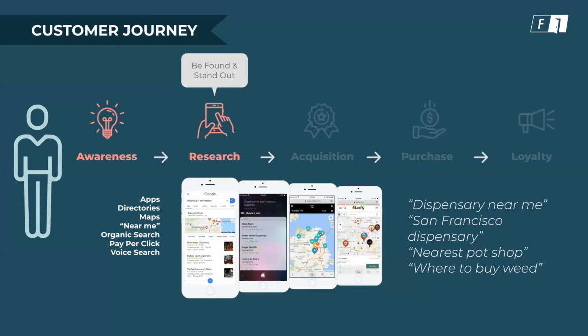Right next to that is Siri. So having voice search and being present when people ask Siri, where can I buy weed near me? Where's the best pot shop? Where's the nearest dispensary? There's different terms that people use, but you need to have a presence on Siri and all voice search platforms like Alexa. Google has its own. So you need to have a presence across all voice search platforms.